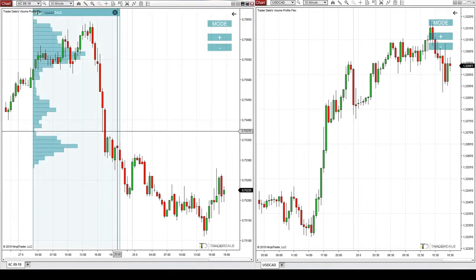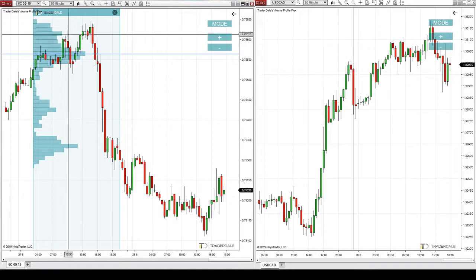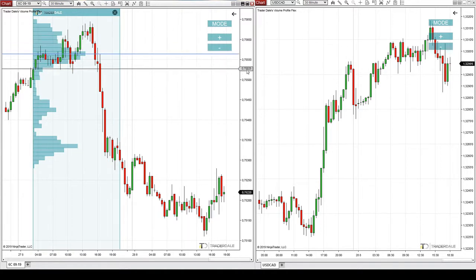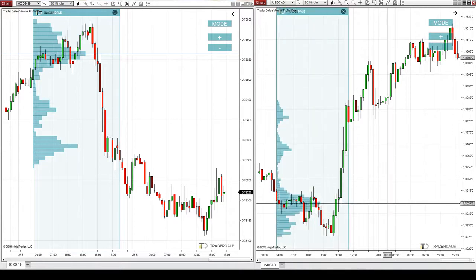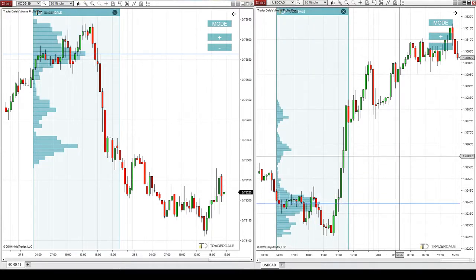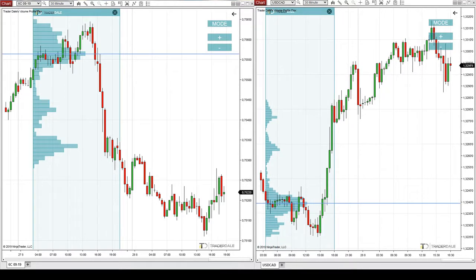So let's say, for example, that you want to create a level in here where the volumes are the thickest from this rotation. Now you need to look at the right chart and select this area. And this is the level where the volumes were the heaviest on Forex. It's a bit harder now because the charts are reversed. This level would be a short level on futures, but it would be a long level on Forex.